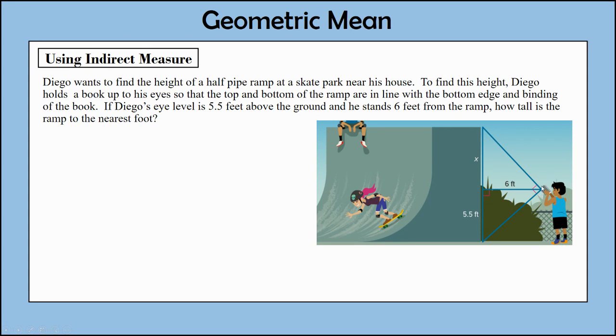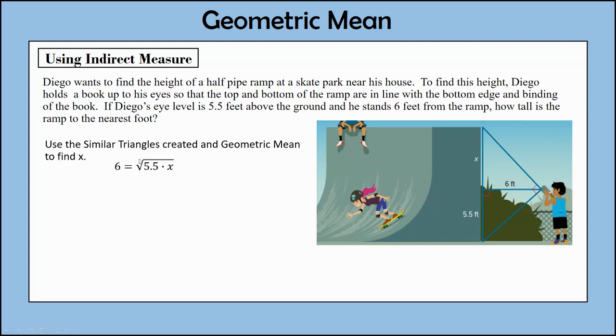So what happens here is this 6 foot distance is representing the altitude of this right triangle. So what we're going to know is that this 6 foot is equal to the product of these two square roots. So it's the square root of 5.5 times X. Now, this is a little different for us because X is under the square root symbol. So we're going to have to solve to get X in this case.